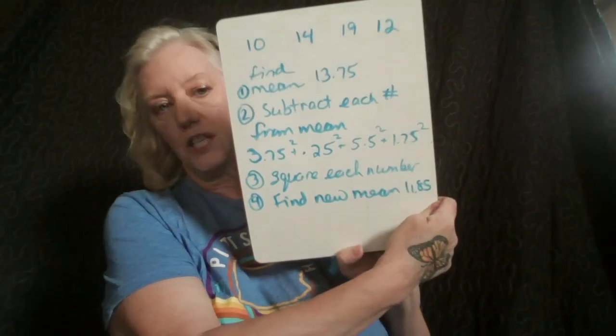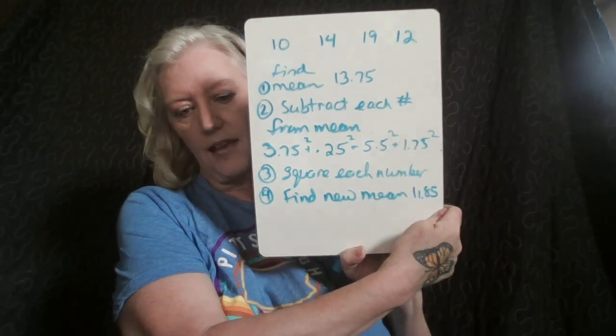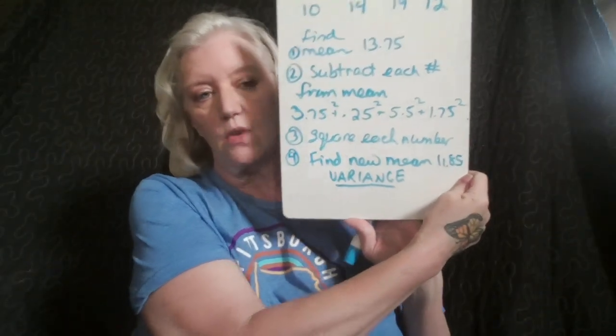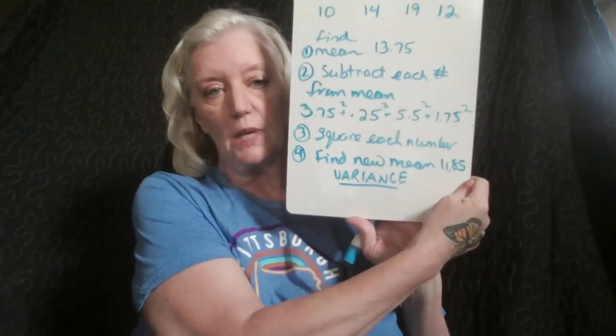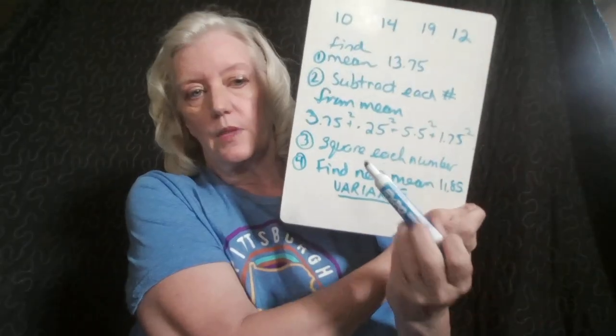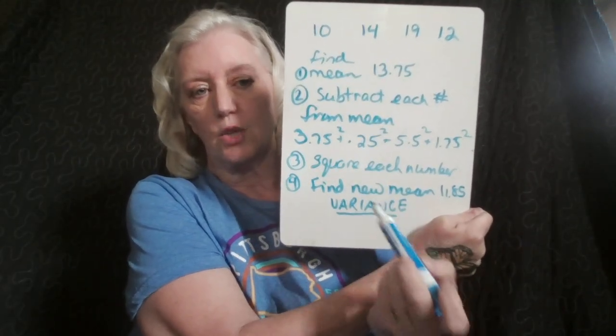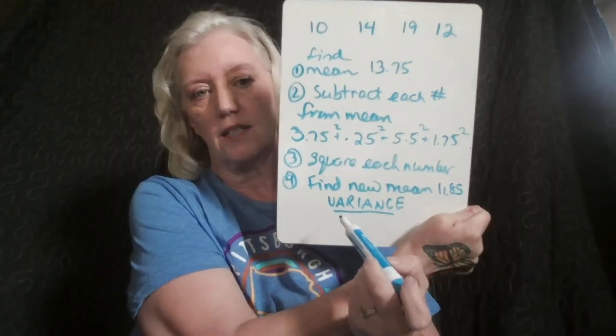My old mean was 13.75. My new mean is 11.85. That number, that 11.85 is what's called the variance. Now, that's a vocabulary word you're going to want to know, but we're not going to really use it much. But the variance is what you get. It's basically the new mean of the samples. Once we found the mean, subtracted them from the mean, then squared them and found the new mean. The variance is that new mean.